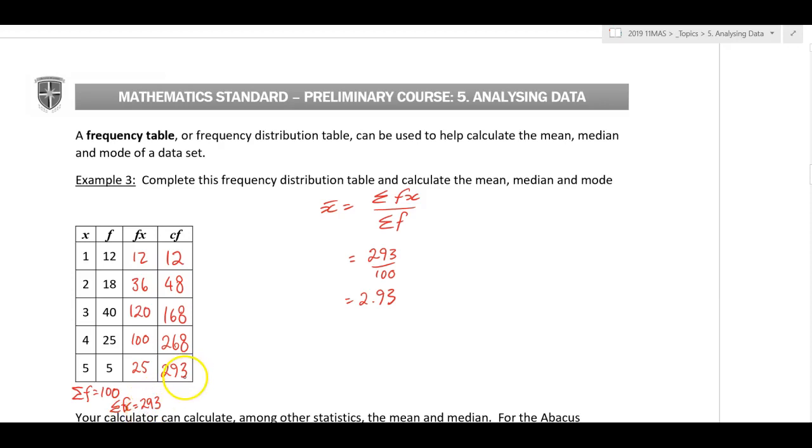Okay, no, that's not what you do at all. Right. It is the sum of the frequencies, not the fx column. My apologies. We don't often use both of these columns. So it's 12 plus the 18 is 30. My apologies for the mistake there. Plus 40 is 70. Plus 25 is 95. And the 5 is 100.